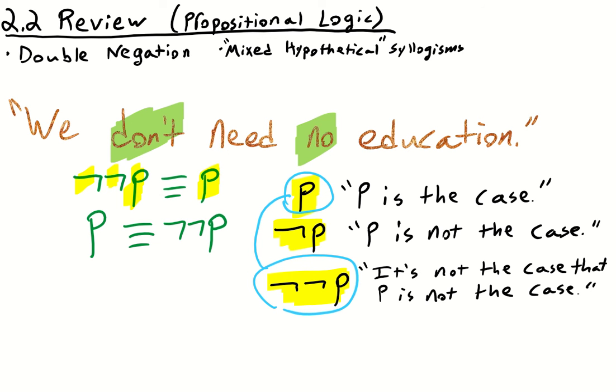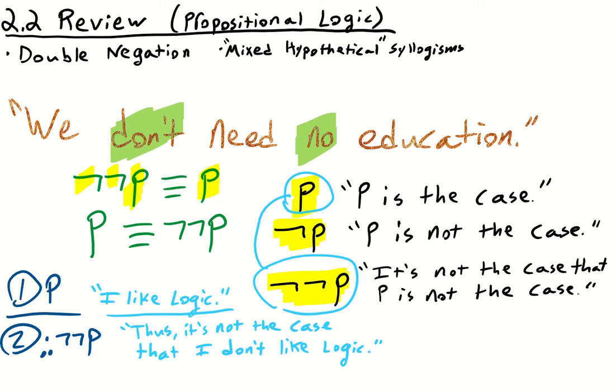In an argument, if we have the premise P, we can immediately infer not not P. For example, I like logic. Thus, it's not the case that I don't like logic.